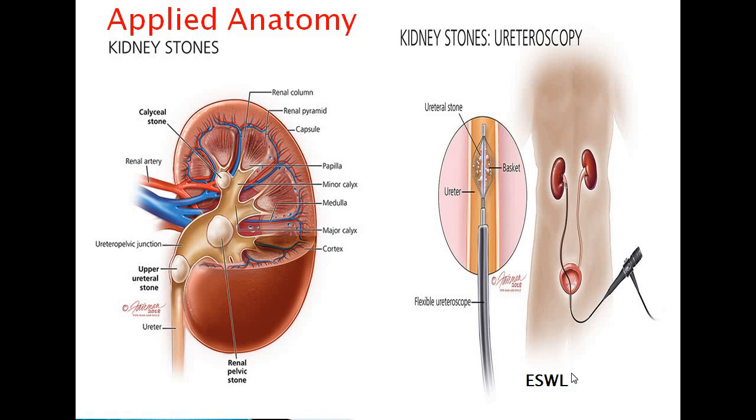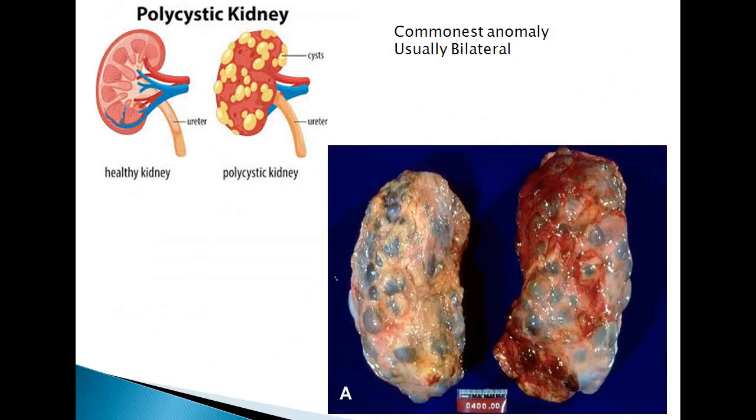One such procedure to avoid operation is extracorporeal shock wave lithotripsy, in which a cannula and a probe are transmitted through the urethra up to the part of the renal stone, and that stone gets fragmented with this and is expelled out through the urine. So this procedure is a second chance to avoid surgery. This is extracorporeal shock wave lithotripsy for the fragmentation of stones.